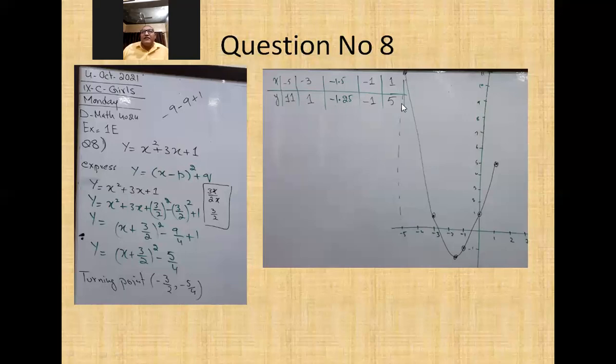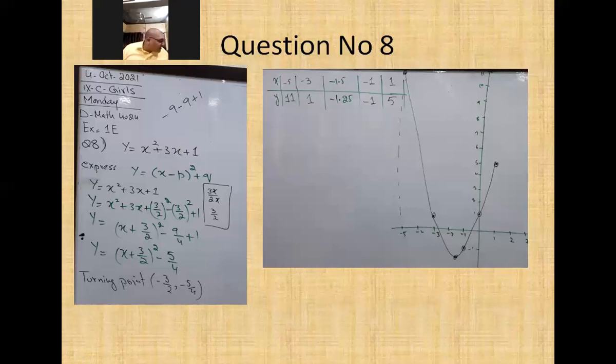Here is that point. At 1, the value is 5. So then I join this point with the smooth curve, and you can see that we have got a graph whose parabola is a happy face. The coordinates of the minimum point are this point, and this is the same as the turning point. So the coordinates of the minimum point will be minus 3 by 2 comma minus 5 by 4. So that is question number 8.